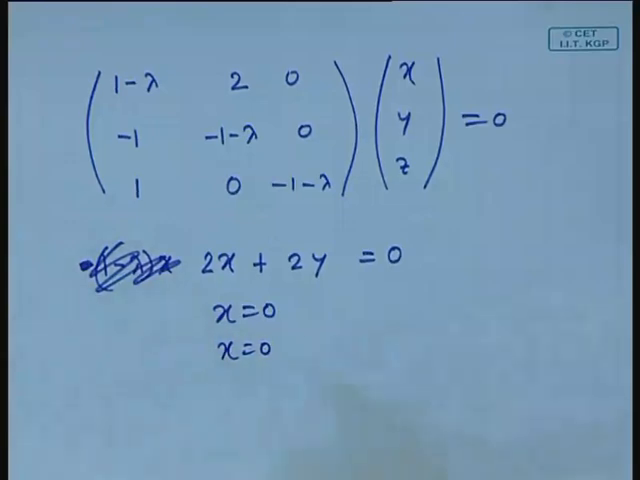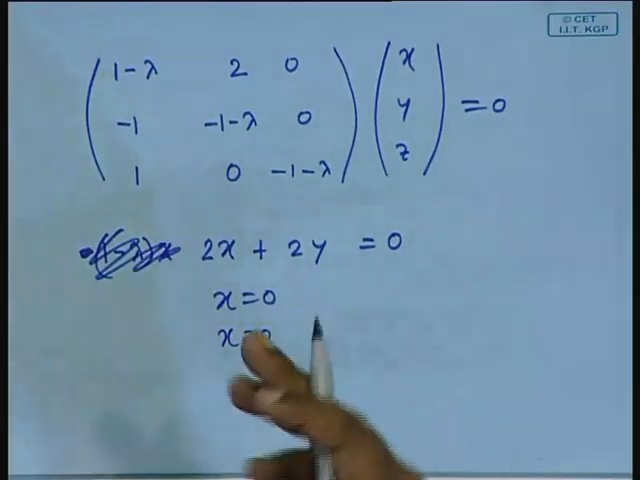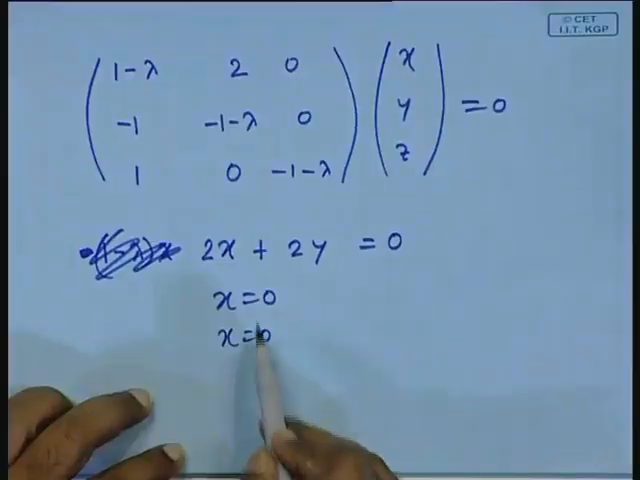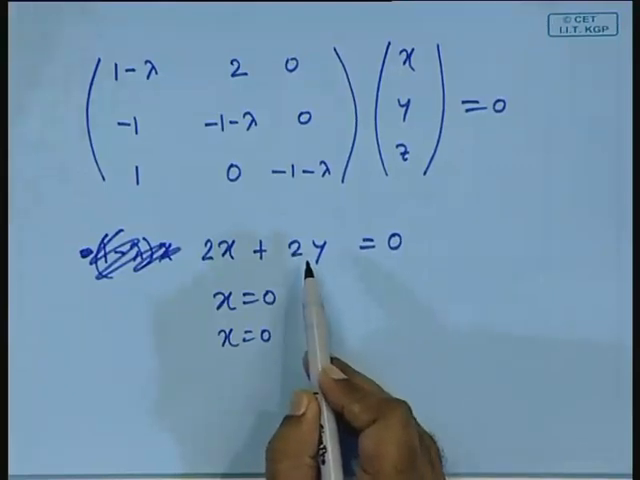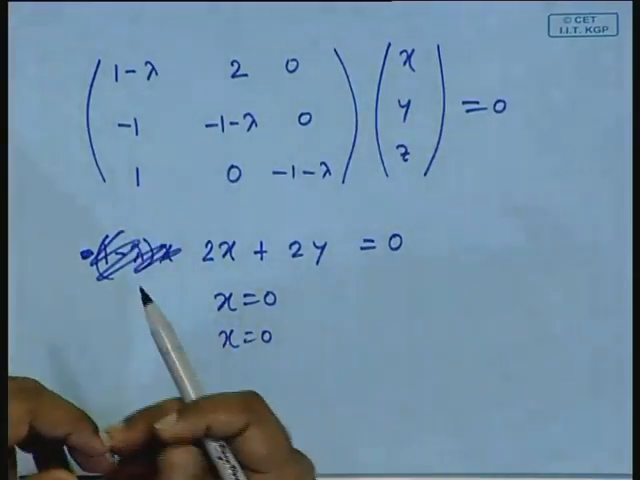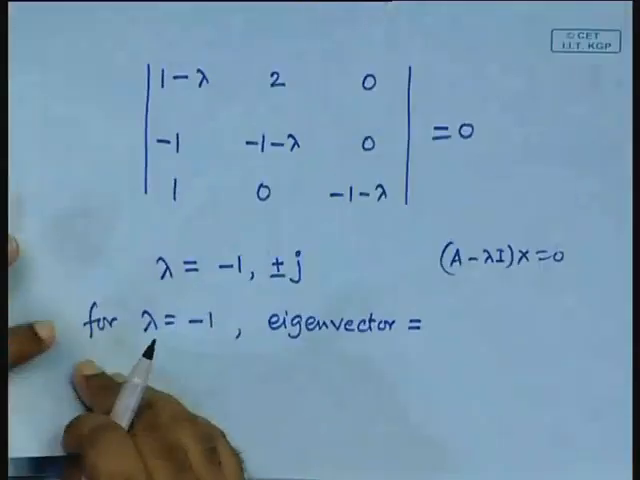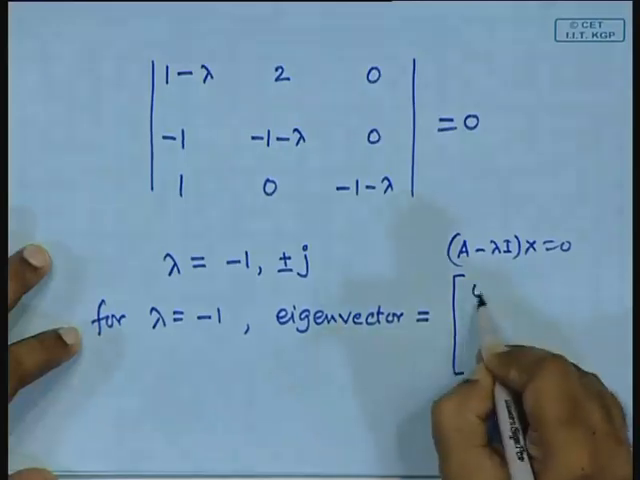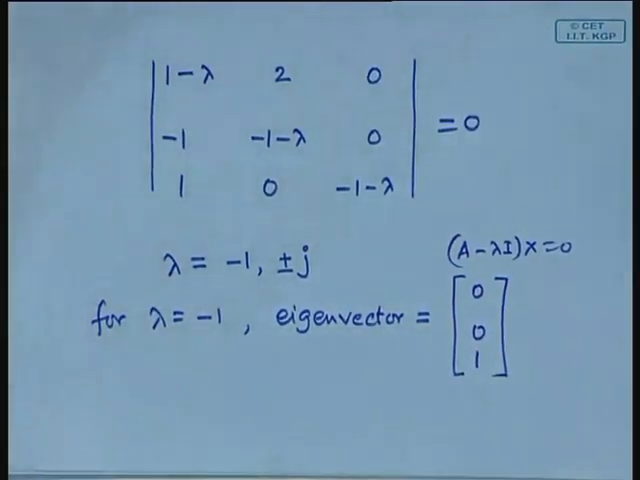So, just assume anything as z, say 1. So, x is 0, this says y is 0, and z could be anything, therefore, it is actually in that direction. So, z could be anything, say it is 1. So, in this case it gives 0, 0, 1, right.